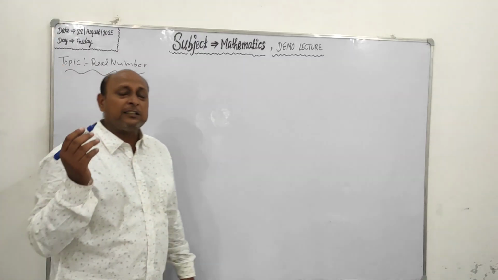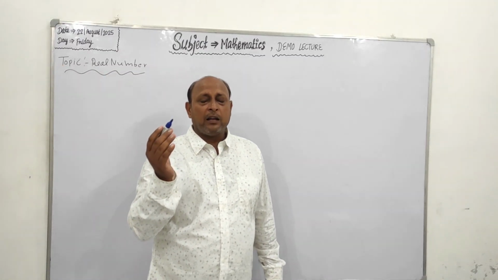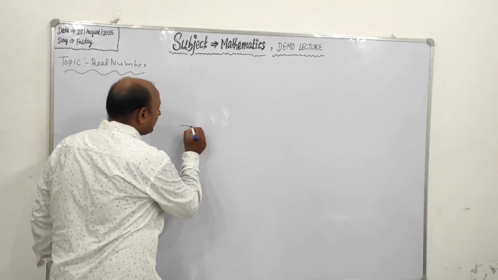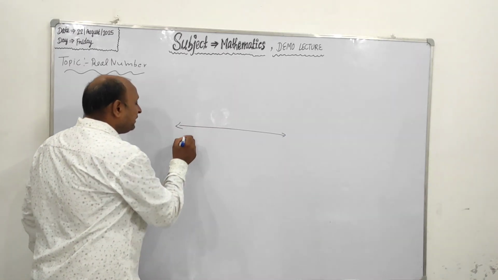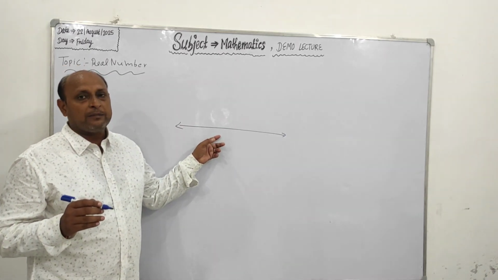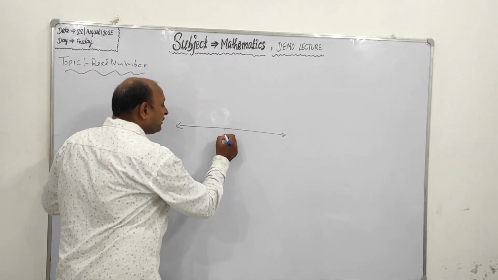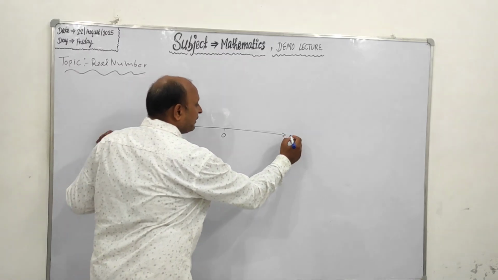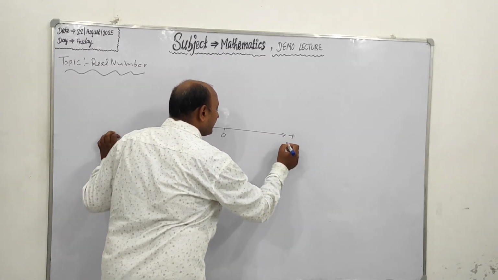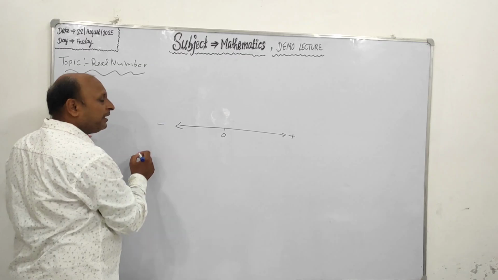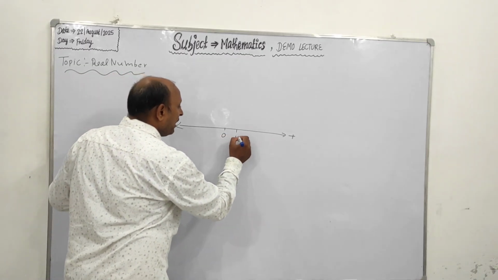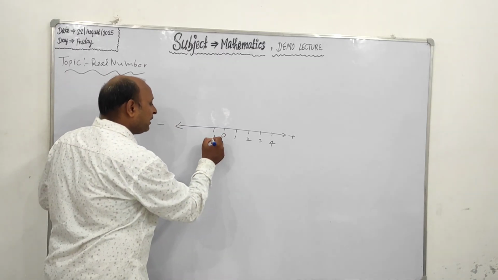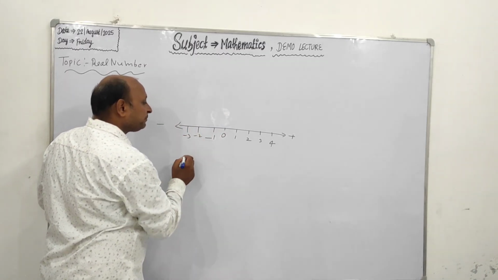To start this topic, I want to start from the number line. Students, you can see that this is a horizontal line and in the middle is 0. When you go to the right hand side, all numbers will be positive, and when you go to the left hand side, numbers will be negative. 1, 2, 3, 4. On the left hand side, -1, -2, -3.